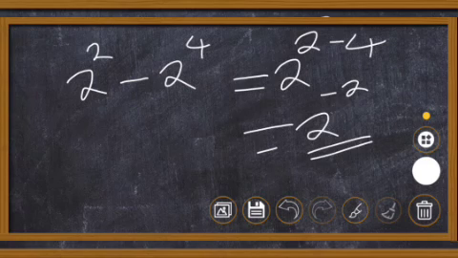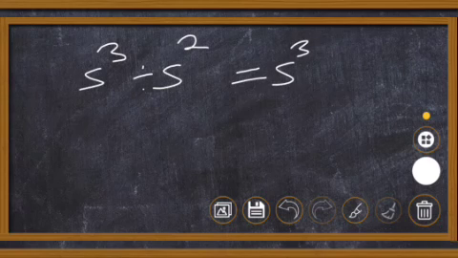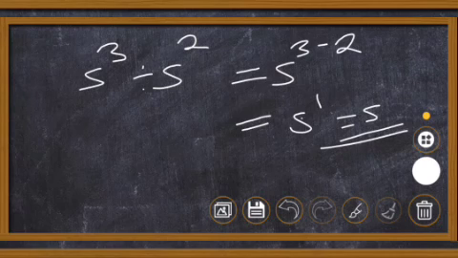Here you may have different values. Let's look at the last one. Let's say you have 5 power 3, so you may pause the video and try this one, and then we have 2 here. Since we are dividing the same bases, we are going to subtract the powers. That is 3 minus 2, which is simply 1. And 5 power 1 is the same as just 5. So this is the idea behind it.